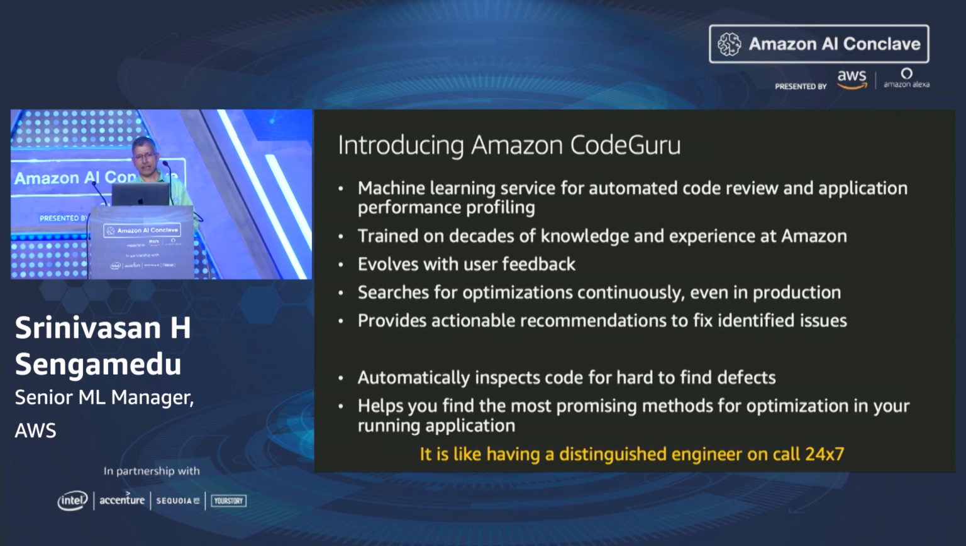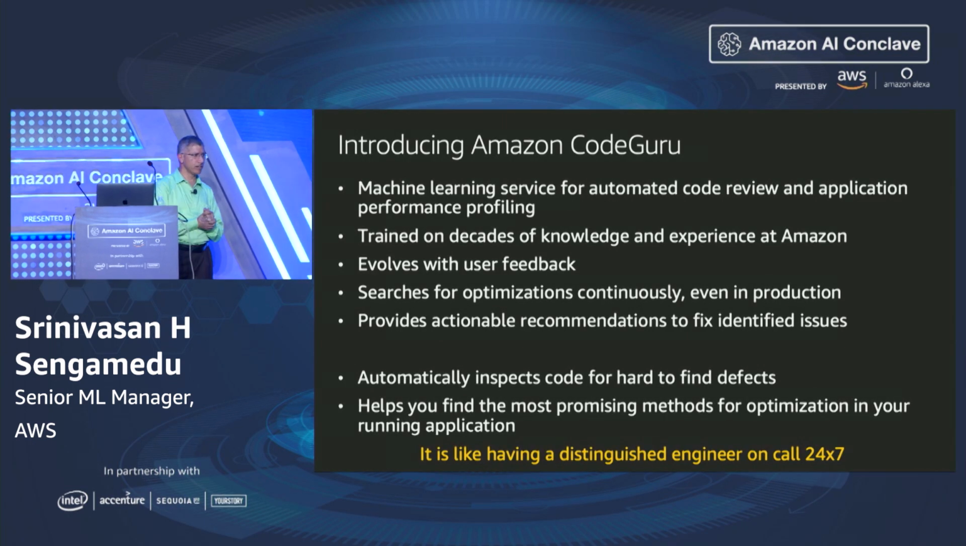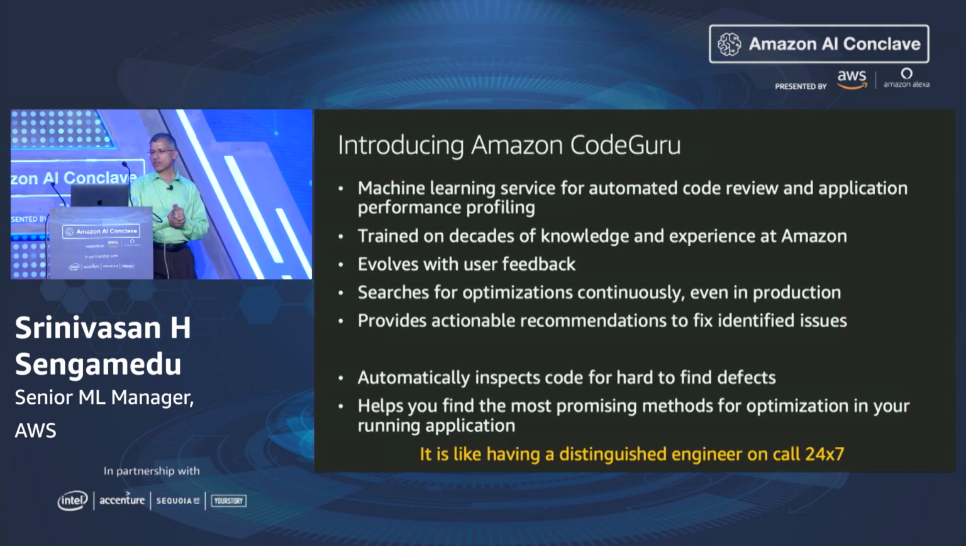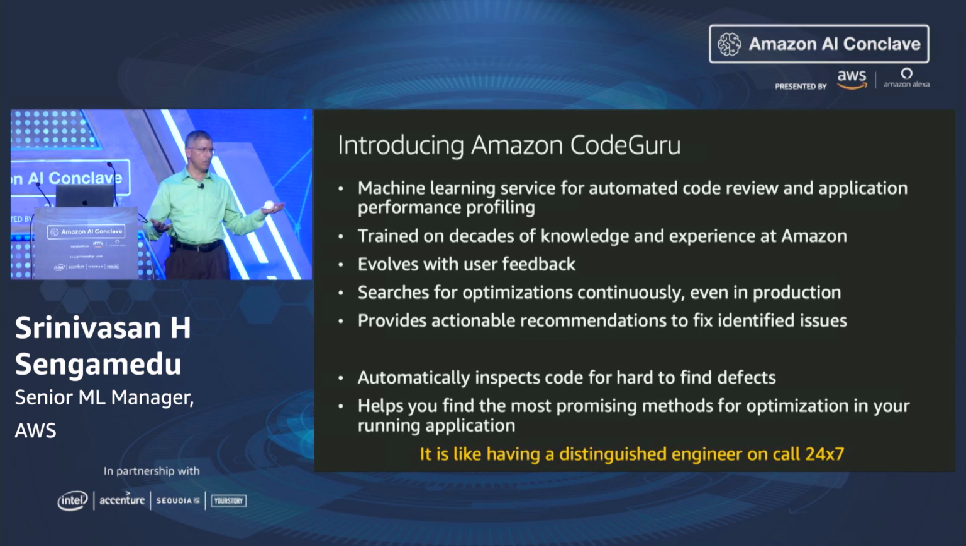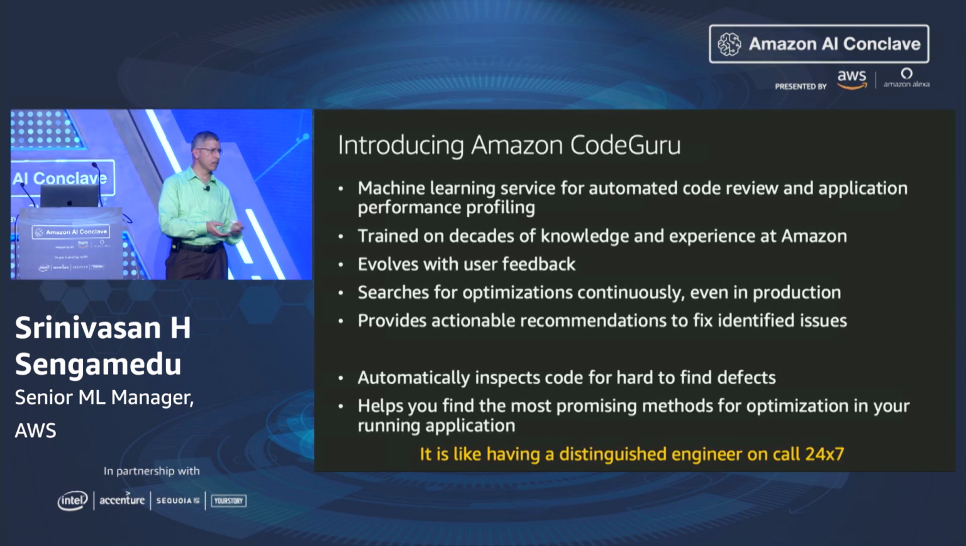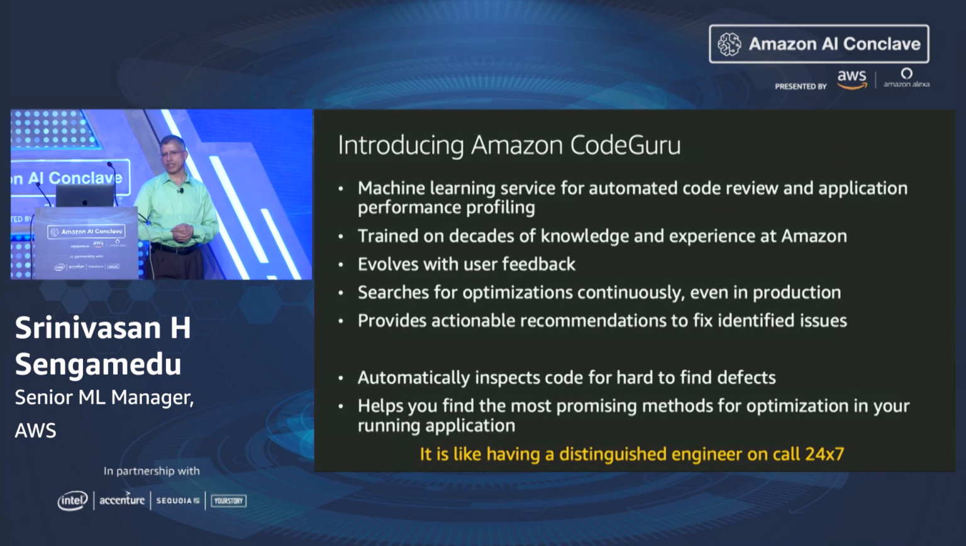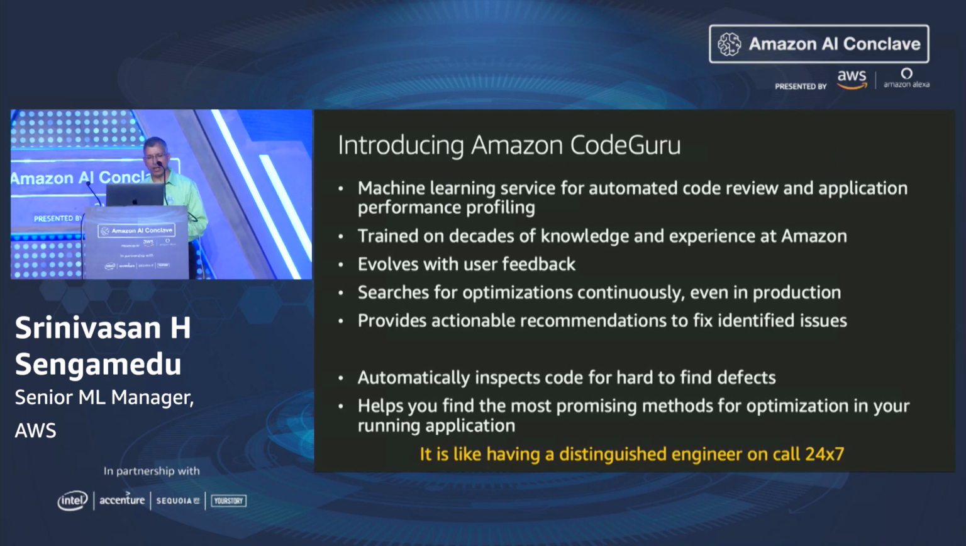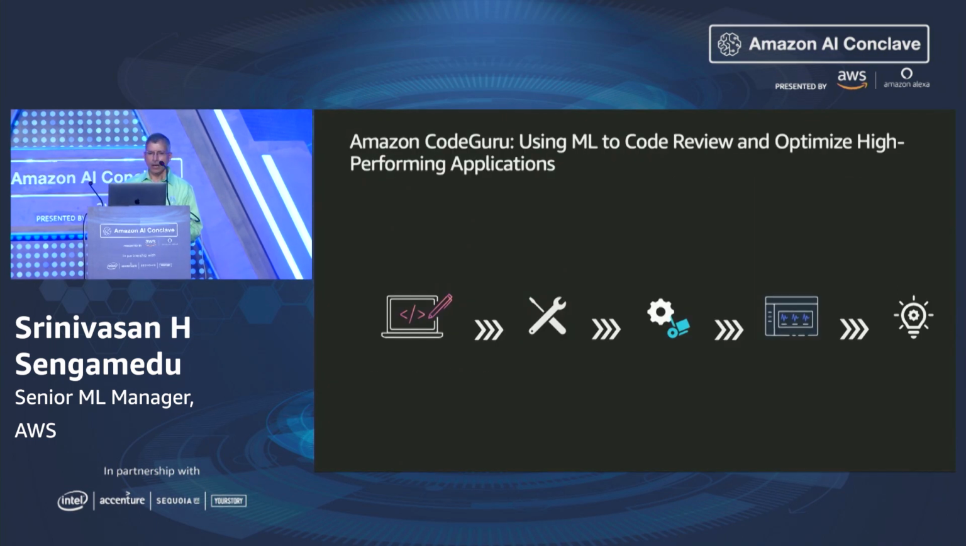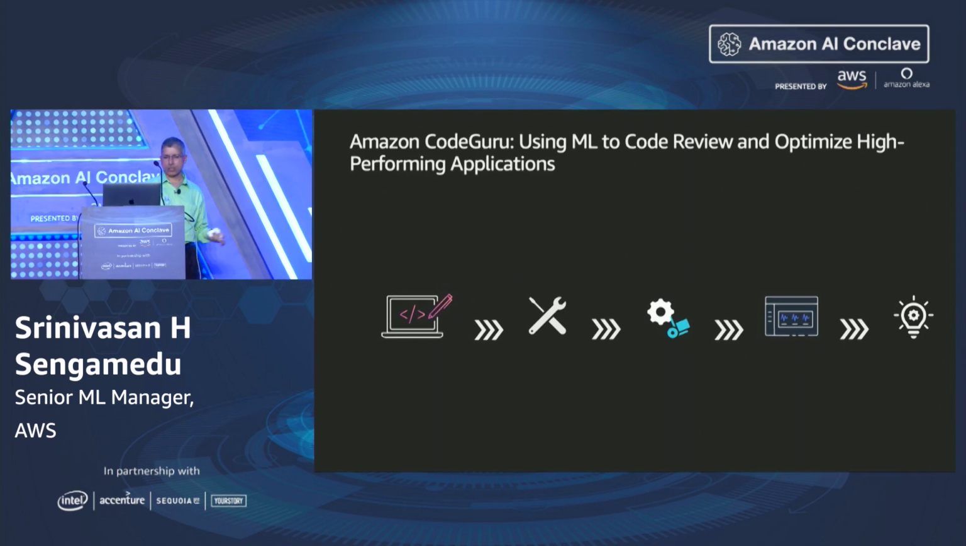And basically, it's like having a distinguished engineer on call on your team 24/7. So we talked about availability of expertise in your teams. So this is like just having someone who is versed with coding best practices on multiple topics I'm going to talk about, and also performance optimizations. So that's what you get, and let's see how this fits into the ecosystem or the practices we follow.